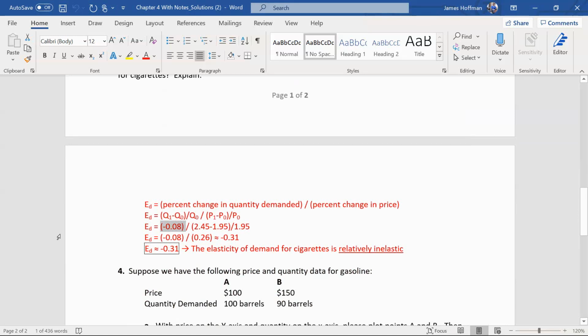Percent change in demand was given, negative 8%, negative 0.08 in decimal terms. And then P1 is 2.45, the new price, minus P0, 1.95, the old price, divided by the old price of 1.95. So the change over the original is simplified. This is still negative 0.08. This is 0.26. And this whole calculation comes out to roughly negative 0.31. So that's our elasticity. That's our price elasticity of demand for cigarettes here.